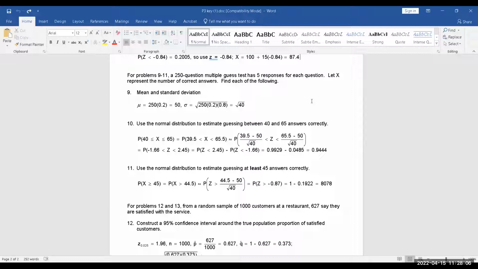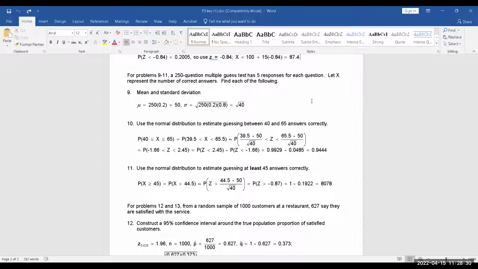Remember, the variance is npq, so the standard deviation is the square root of that, which in this case turns out to be the square root of 250 times 0.2 times 0.8, that's the square root of 40. And I'm going to leave it as square root of 40. There's no reason to calculate that with my calculator. I'm going to do the calculation later anyway. To round that off prematurely and then re-enter it is too much work. I'll just leave it like that.